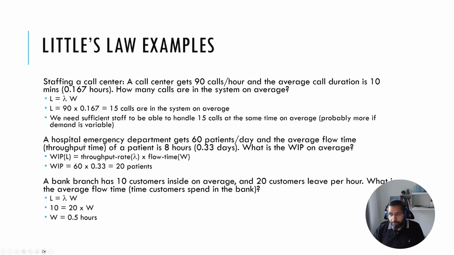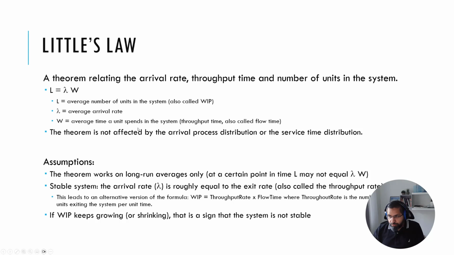So at least on average, if you don't want there to be any waiting time, you can staff the call center properly. A hospital emergency, I forgot to mention that when the arrival rate is roughly, it doesn't mean exactly, but over the long run, the averages are about the same. If the arrival rate is roughly equal to the exit rate, then we can rewrite the formula in a little bit different terminology that some people like to use. Okay, instead of L, which is like length, which refers to how many things are in the system, they like to use work in process WIP, because anything in the system, they consider that as work in process inventory, right?